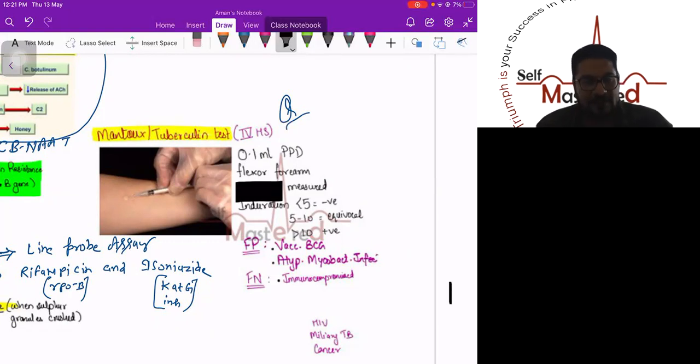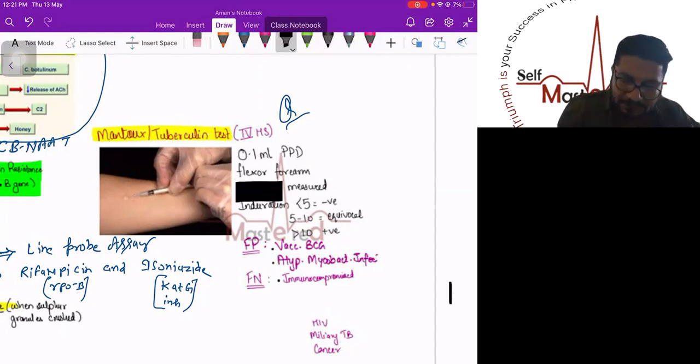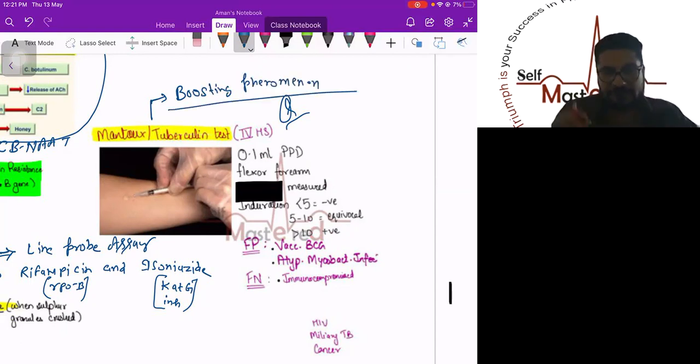The size of induration will be less in immunocompromised patients, and sometimes the induration may be absent. Sometimes in those patients who have a needle stick injury, you can see the size of induration will be increased. So remember, when we do this test repeatedly, the size of induration will keep on increasing. We call this the boosting phenomenon. Boosting phenomenon means every time you do this test, whether the person is positive or negative, the size of induration will increase. We call this the Mantoux test.